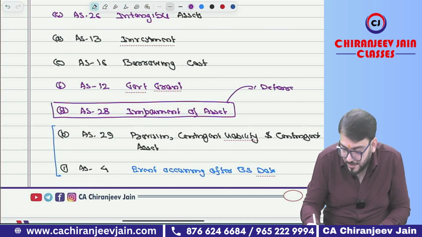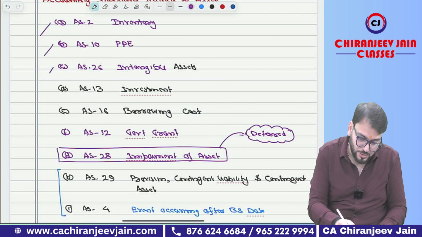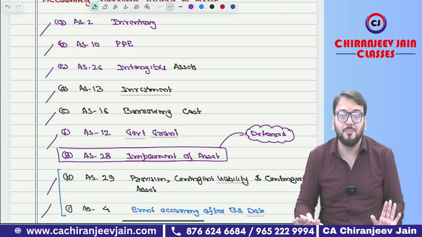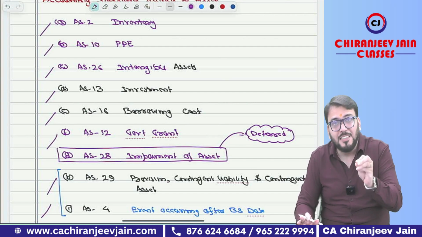I will not take that right now; that will be deferred. Okay, sir. So you can see now there are 8 accounting standards. The first part will be completed. So our target will be this first part, and you need to revise this part only.